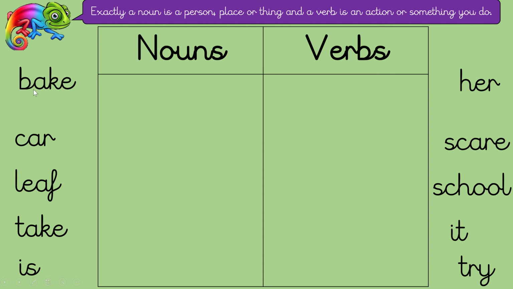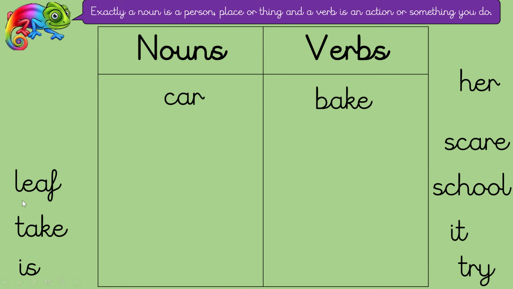So let's have a look at the first one. What's this word? Brilliant, it's the word bake. And where would the word bake go? Is it a noun or is it a verb? Yeah, it's a verb because it's something that you do. Right, let's have a look at this word. What do we think what word is it? Yep, it's the word car. And where do we think it needs to go? Is it a noun or a verb? It is a noun. Well done, it's a thing.